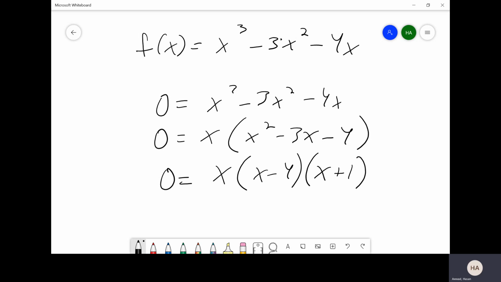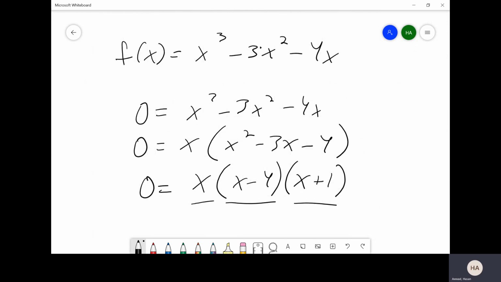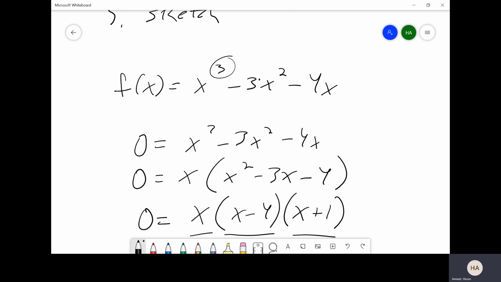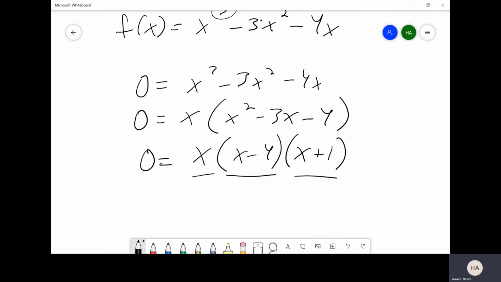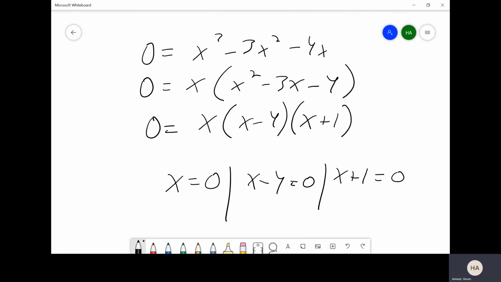So hooray, right? And we end up with 3 factors: 1, 2, 3. And should that make sense? Yes, right? We have a maximum number of factors matching the highest exponent of our polynomial. Our highest power of our polynomial is 3, so it should make sense that we get at a maximum 3 factors. So sure, we have x, x minus 4, and x plus 1. And what do you do? You set them all equal to 0. So x is equal to 0, x minus 4 is equal to 0, x plus 1 is equal to 0.